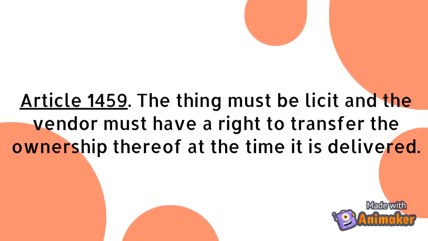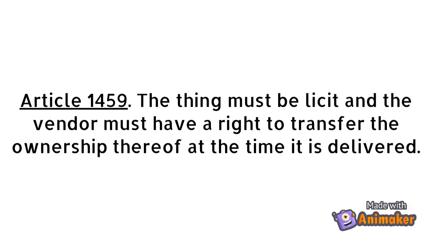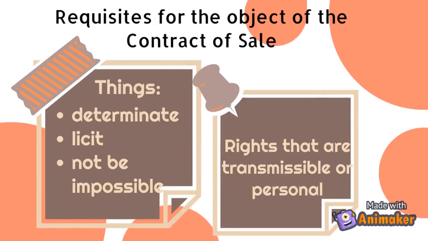Article 1459. The thing must be licit and the vendor must have a right to transfer the ownership thereof at the time it is delivered. Requisites for the object of the contract of sale: aside from being determinate, the law requires that the subject matter must be licit or lawful, that is, it should not be contrary to law, morals, good customs, public order, or public policy, and it should not be impossible. All rights which are not intransmissible or personal may also be the object of sale, like the right of usufruct.